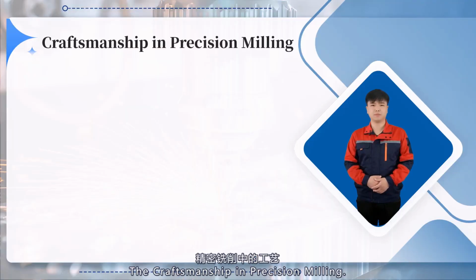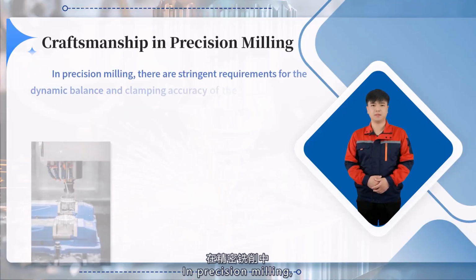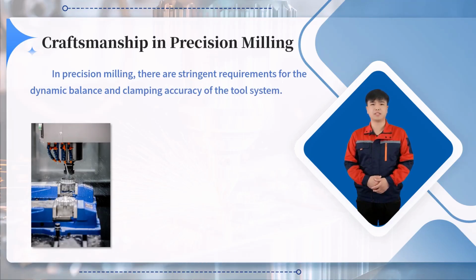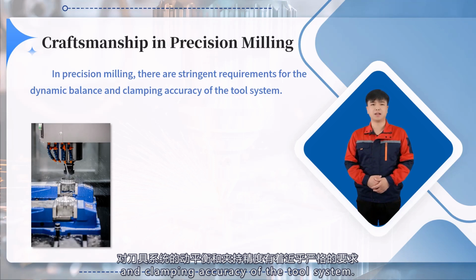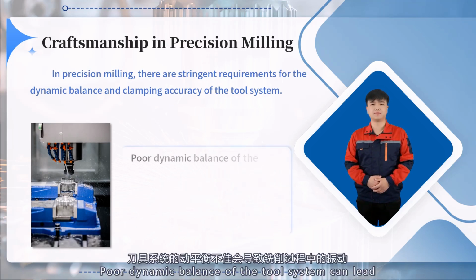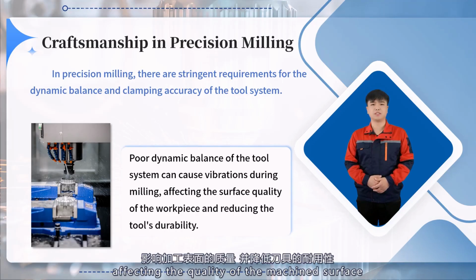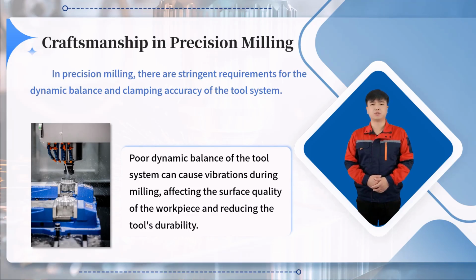The craftsmanship in precision milling. In precision milling, there are stringent requirements for the dynamic balance and clamping accuracy of the tool system. Poor dynamic balance of the tool system can lead to vibrations during the milling process, affecting the quality of the machined surface and reducing the durability of the tool.